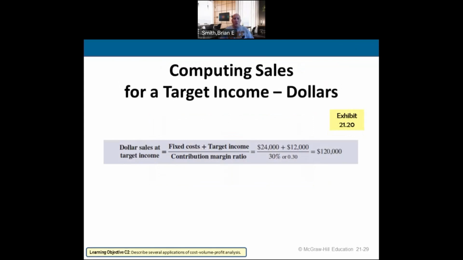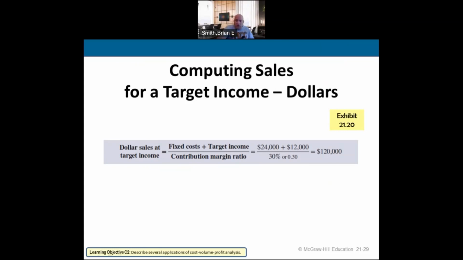To find our dollar sales at target income, we take our fixed costs, add target income to it, and then divide by the contribution margin ratio. If you think about this algebraically, just assume your target income is part of those fixed costs. You need to make enough sales to cover this amount of money, and where those lines cross is your dollar sales at target income. Then we need to sell $120,000 so that we can make a $12,000 target income. That's the point of this.